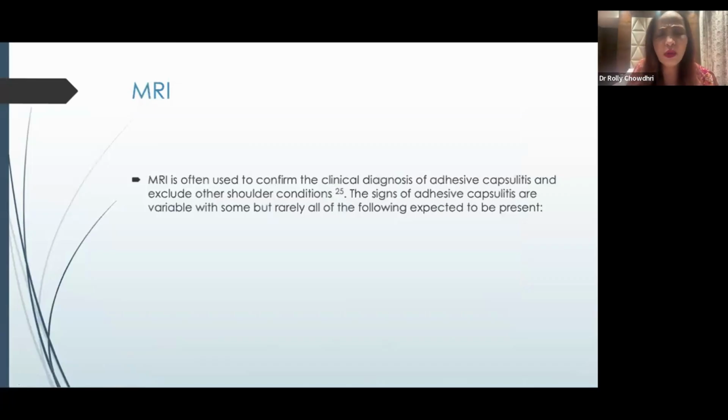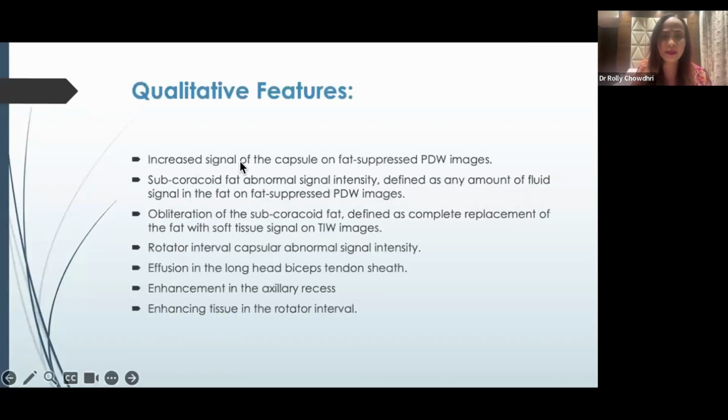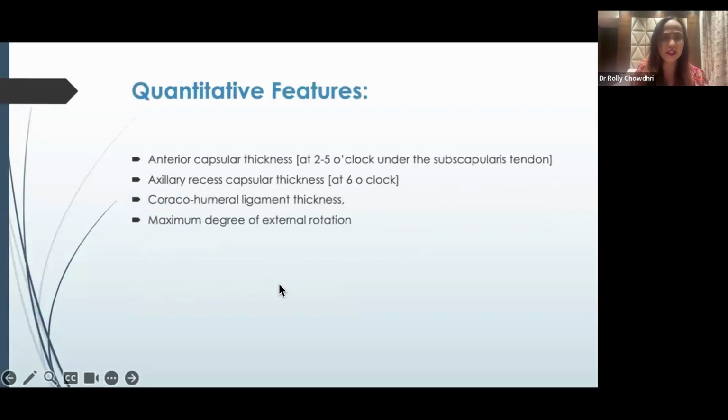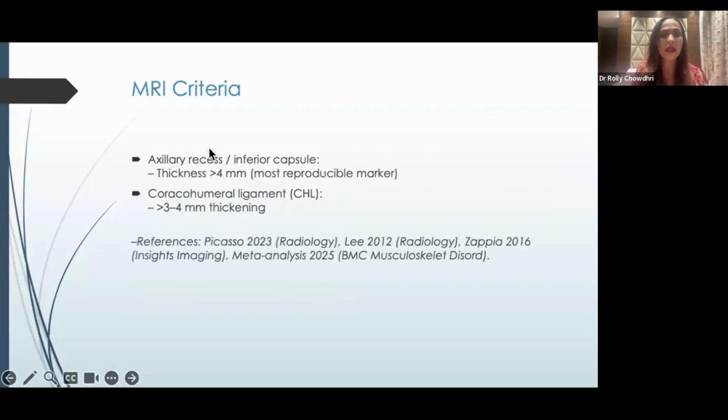So what is the role of MRI basically? It is a problem-solving tool. It helps in the clinical diagnosis. I have just labeled these because if somebody is interested, these are all the signs, qualitative criteria, features. These are quantitative features, same as ultrasound: capsular thickness, axillary recess capsule, coracohumeral ligament thickness. The criteria are the same in MRI: thickness of the axillary pouch more than 4 mm, coracohumeral ligament more than 3 mm.